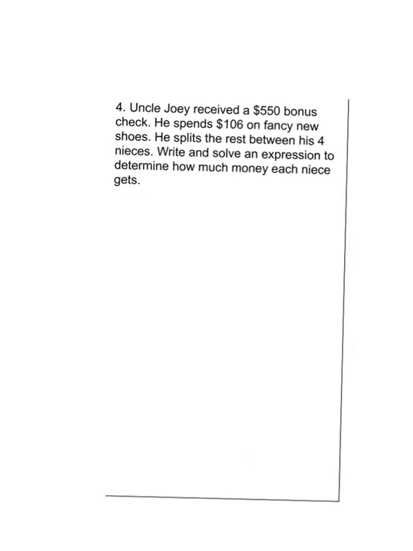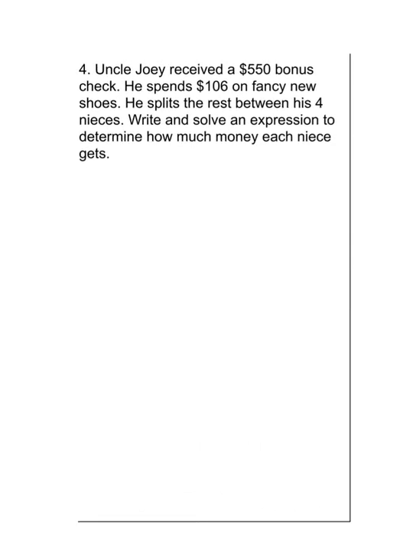Question 4. Uncle Joey received a $550 bonus check. He spends $106 on fancy new shoes, and then he splits the rest between his 4 nieces. Write and solve an expression to determine how much money each niece gets. Now, for this problem, you're going to want to use your knowledge of the order of operations to help you write your expression.